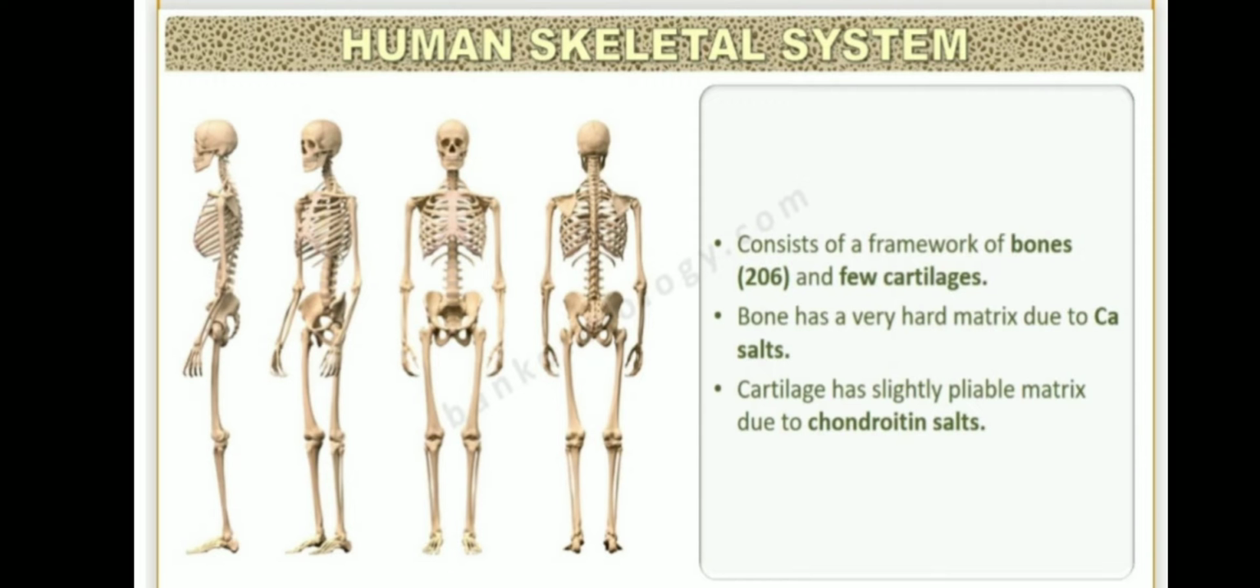Bone and cartilage are specialized connective tissues. Bone has a very hard matrix due to calcium salts in it, and cartilage has a slightly pliable matrix due to chondroitin salts. In human beings, this system is made up of 206 bones and a few cartilages.